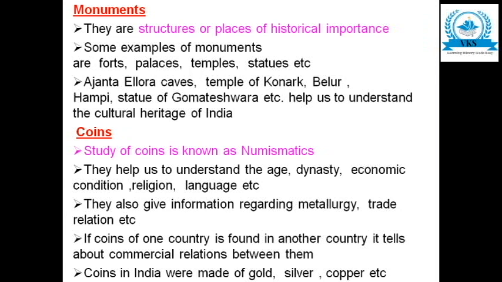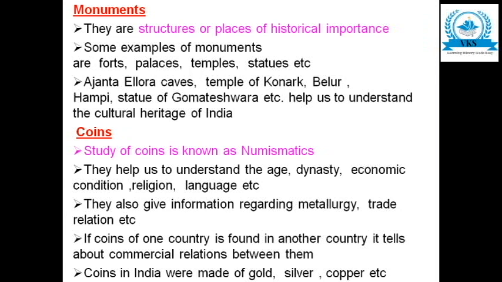Metallurgy means seeing with what material the coin was made. For example, if iron coins are there, you know that iron making or iron industry was prominent in that area. If gold coins are there, gold mining was there. So like that, we understand about metallurgy and trade relations from coins. If a coin of one country is found in another country, it tells us there was trade relation between them. Coins in India were made of gold, silver, copper, etc.